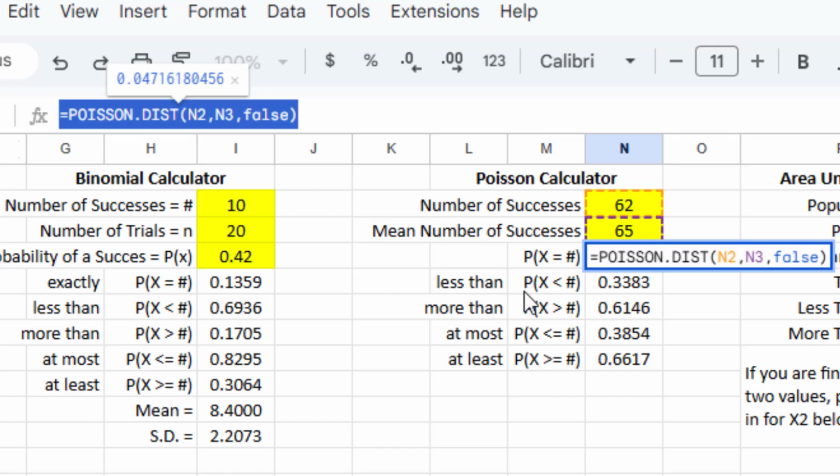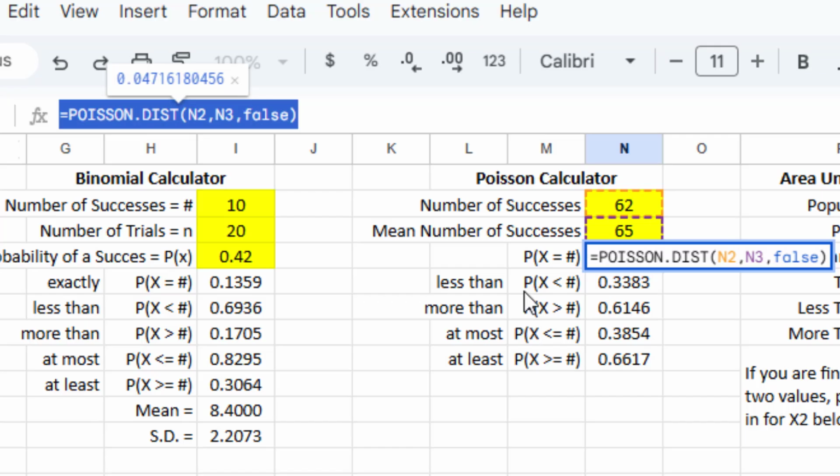And then over that interval of time, you'll have an average number of successes. So that's why you have mean number of successes for that second number in yellow. The only thing you have to remember when doing these questions is you have to make sure that the average, right, the mean number of successes that you have in N3, that cell up there, is the same time period as the time period you're investigating.